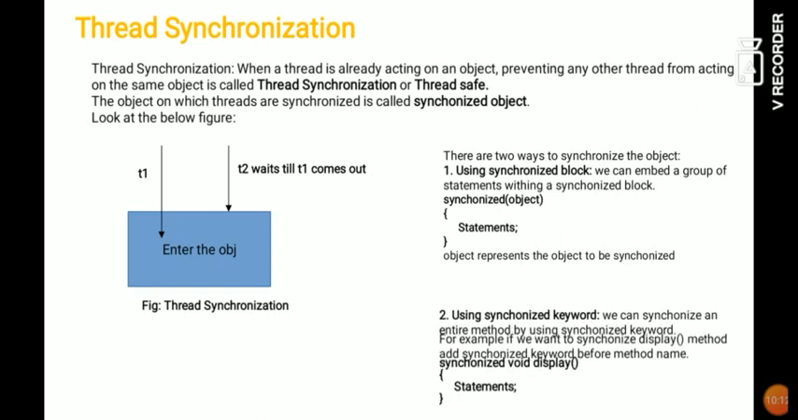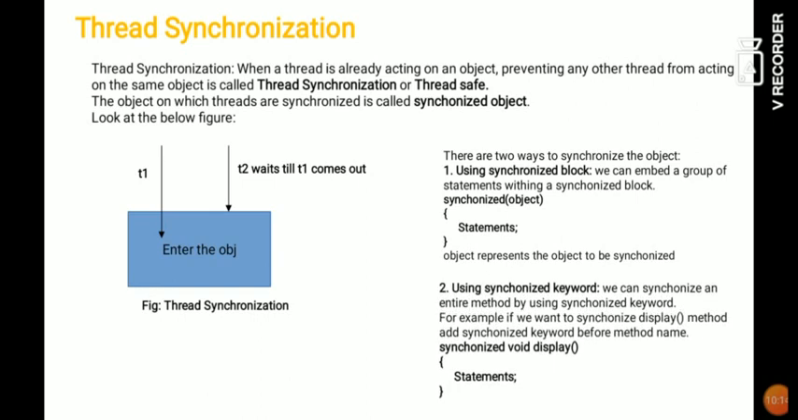The second way is by using the synchronized keyword. This synchronized keyword can be used with any method. If you use it with any method, that method becomes a synchronized method. So more than one thread cannot act on that particular method at a time. You can observe here, with respect to the display method, I am using the keyword synchronized. If you use the synchronized keyword before the method name, that particular method will be synchronized. Not more than one thread can act on that particular method at a time.